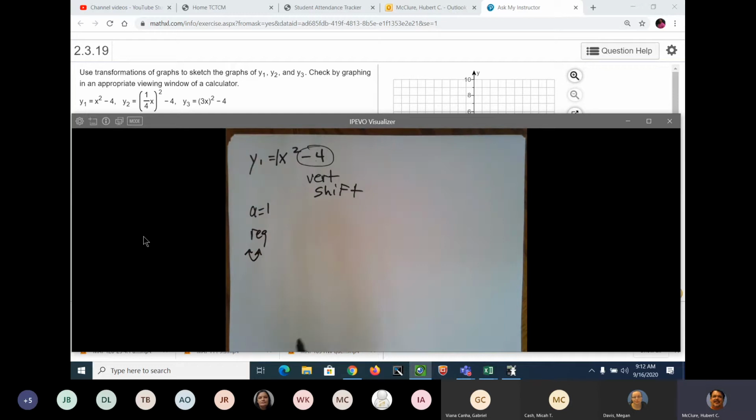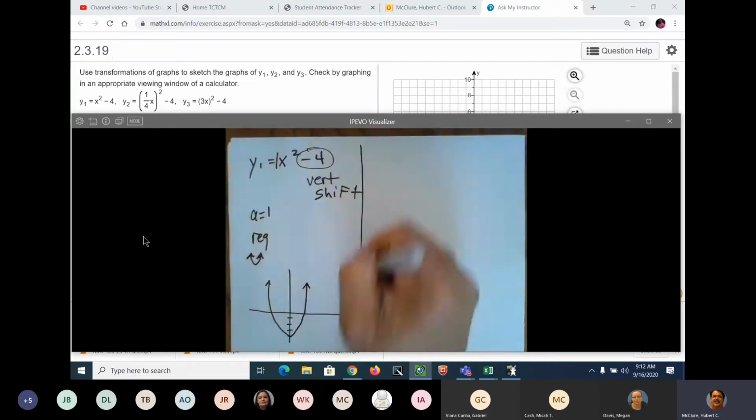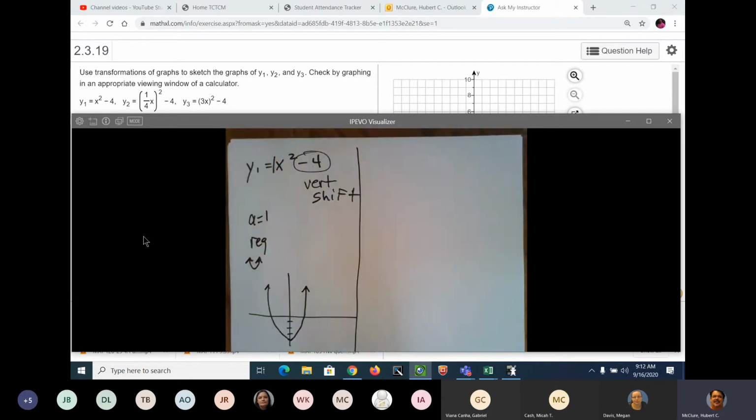So if we was to draw this one, it would be 1, 2, 3, 4, and it'd be a regular parabola looking like that. Now that's not where the problem is, okay? The second and the third one is where the problem is. So we'll do that here in just a minute. So that's the right answer right here.